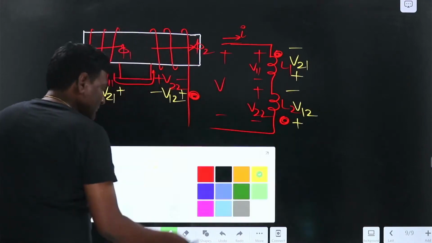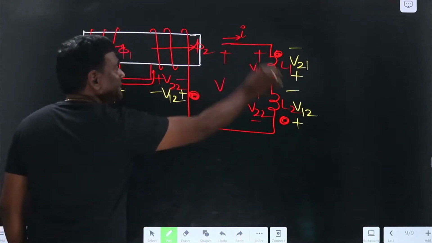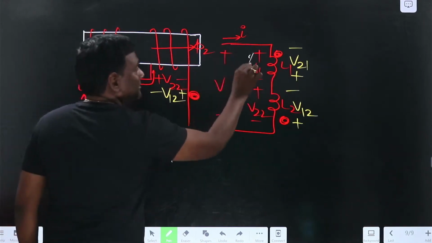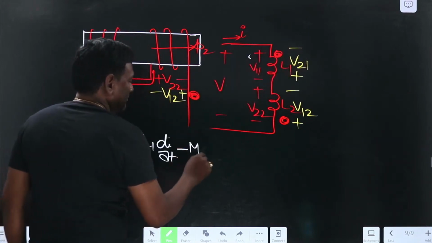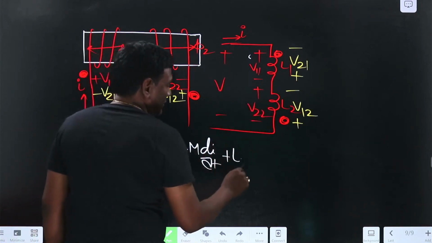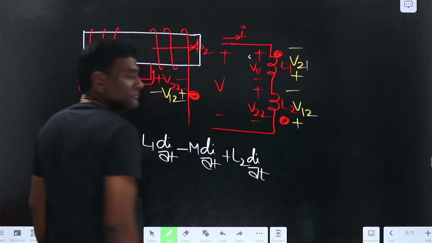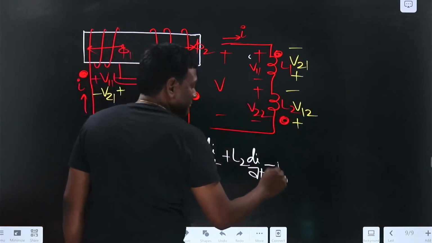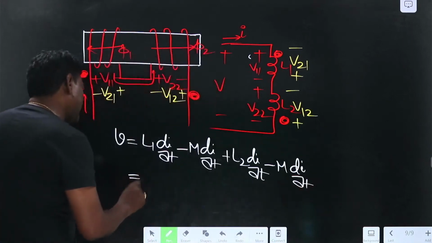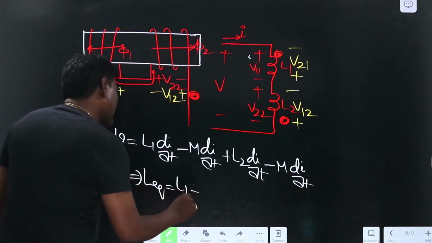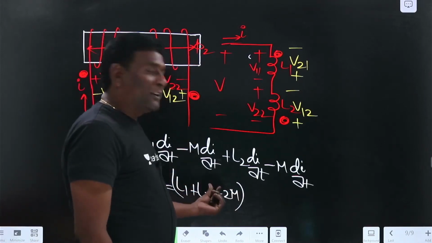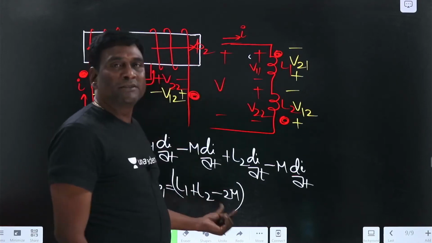Now if you write the equation, V equal to V11, L1 di by dt, plus after that minus M again di by dt, because the current flowing through this is also I, and after that plus L2 di by dt, and after that minus M into di by dt, since the current in the first one is also I. So from here L equivalent is going to be L1 plus L2 plus 2M if it is aiding. If it is subtractive, it is going to be L1 plus L2 minus 2M.